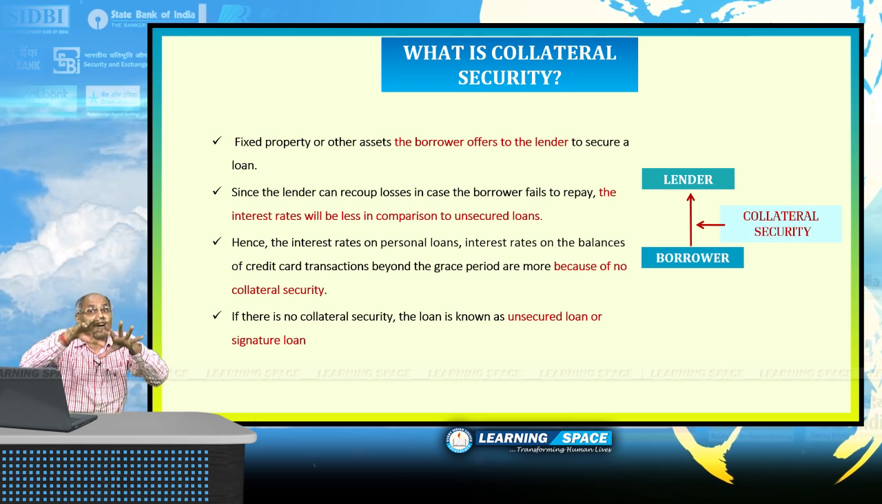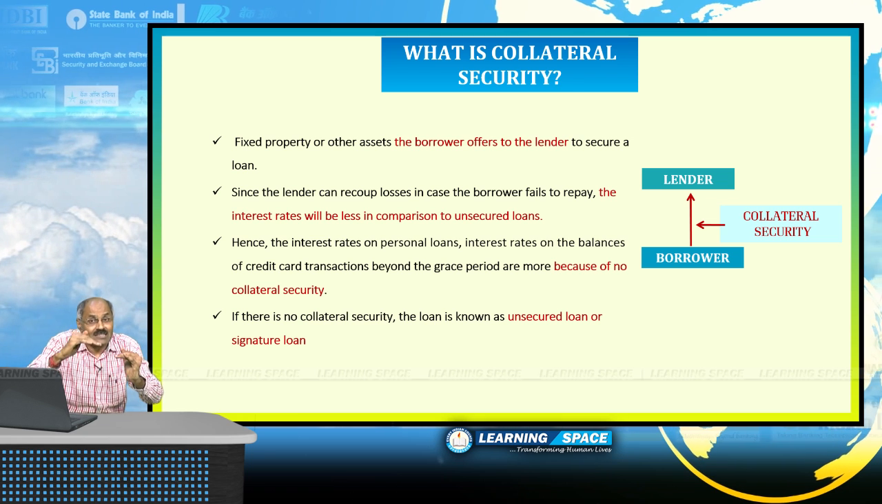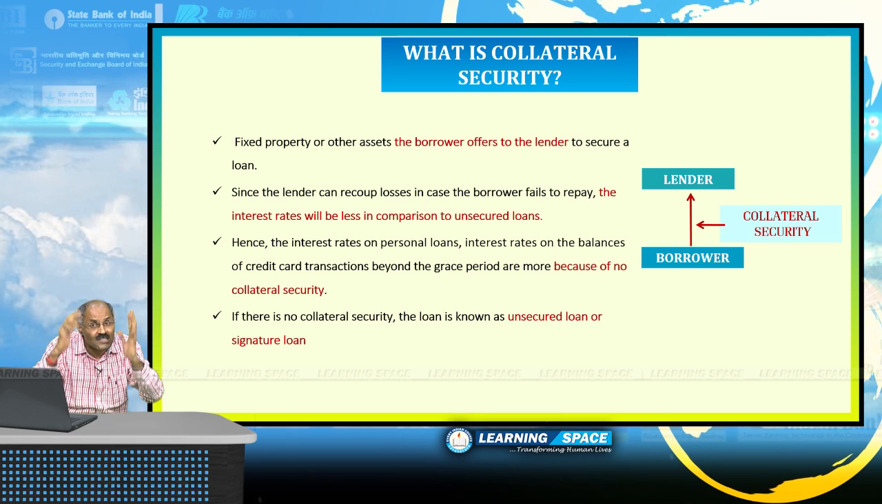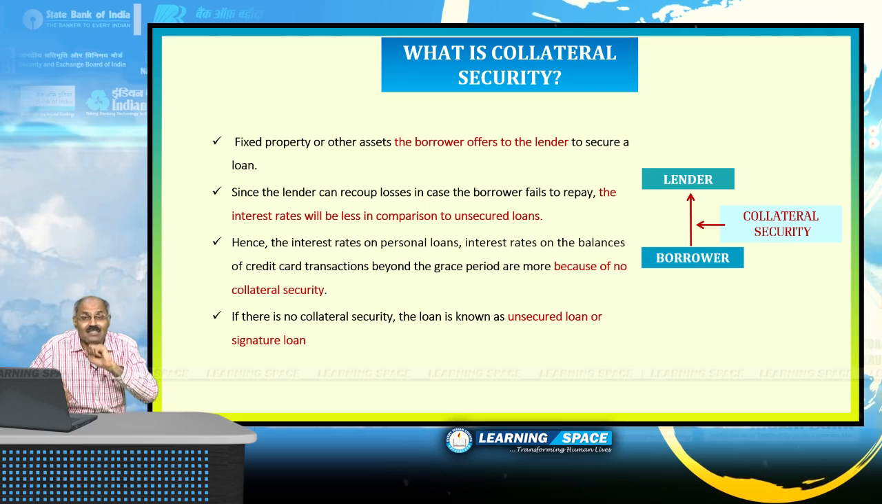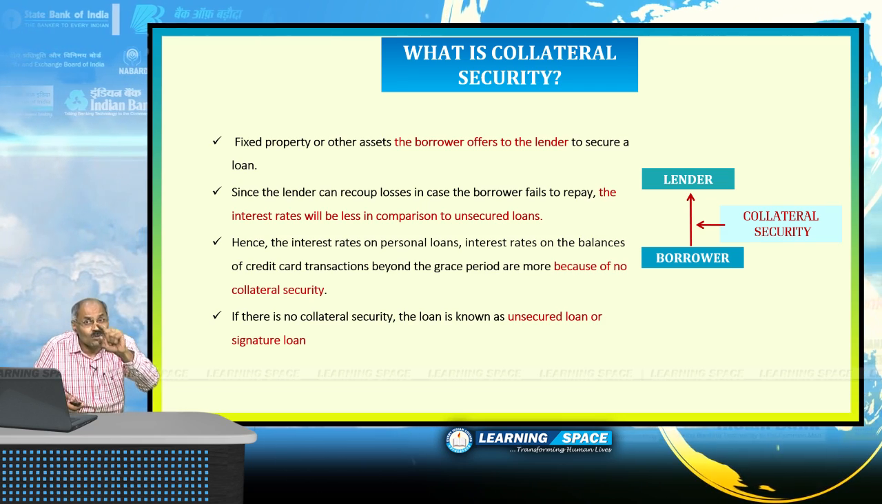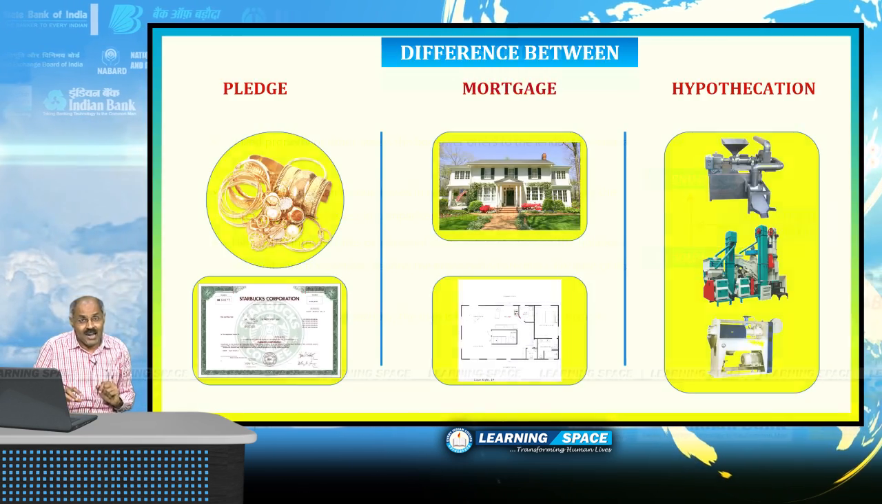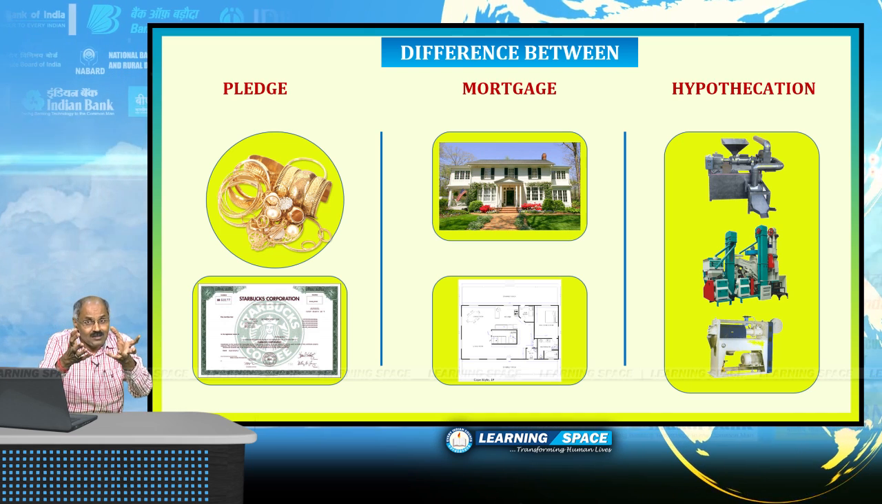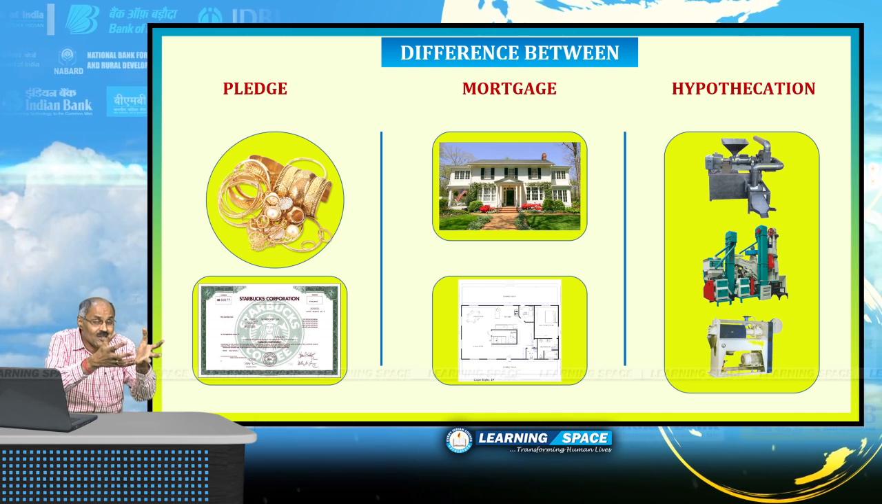When there is perfect collateral security, interest rate will be less. And this collateral can be offered in three ways. I would like to explain through this illustration. Right? The types of collateral can be pledge.